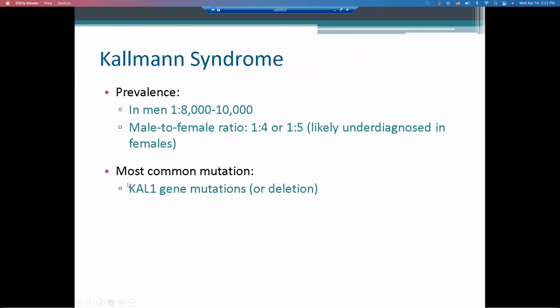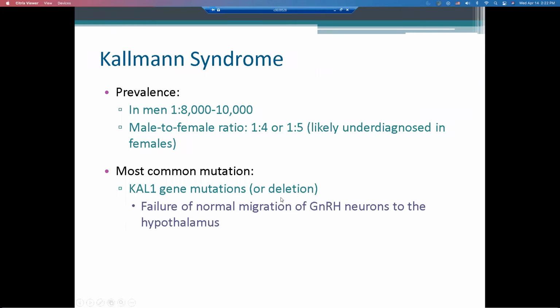The most common genetic mutation is called KAL1 gene mutation. It's either a mutation or deletion. This mutation in particular leads to failure of normal migration of GnRH neurons to the hypothalamus, so the hypothalamus is unable to produce GnRH. However, the pituitary has normal LH and FSH cells, but they're not receiving the stimulatory signal from the hypothalamus. So you have failure at the level of the hypothalamus, but the pituitary level and the gonadal level are both intact. If they receive the right signal, they will work properly.